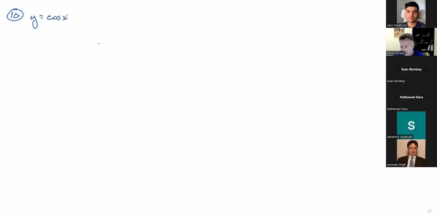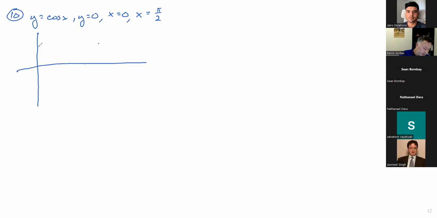Okay, so y is equal to cosine of x, y equals 0, x is equal to 0, and x is equal to pi over 2. Cosine of x is just your standard cosine graph. It starts up at the top and goes like that forever in both directions. But we're specifically bounded by those other three equations: y equals 0, x equals 0, and x equals pi over 2.